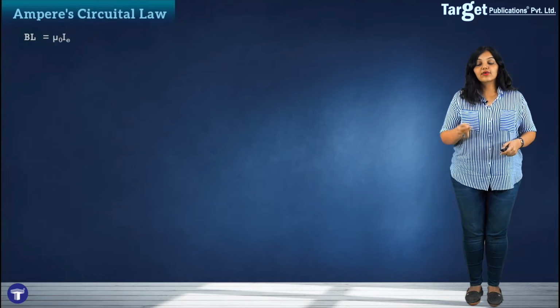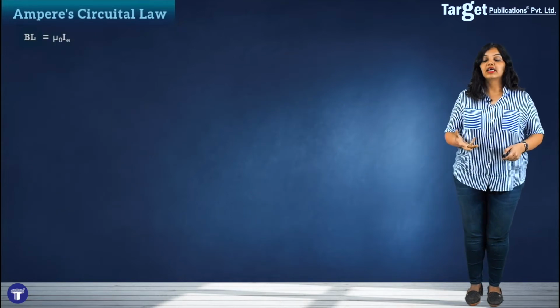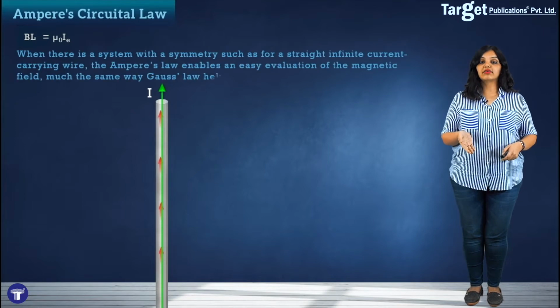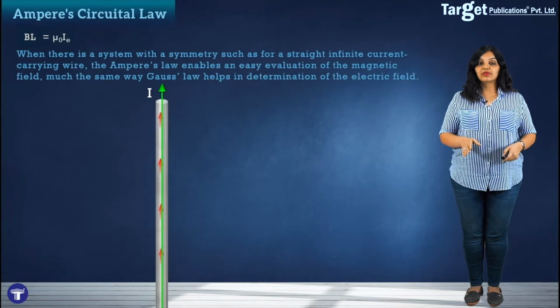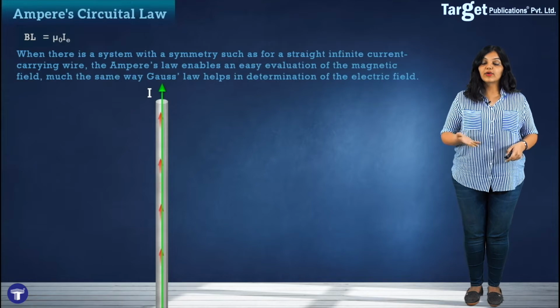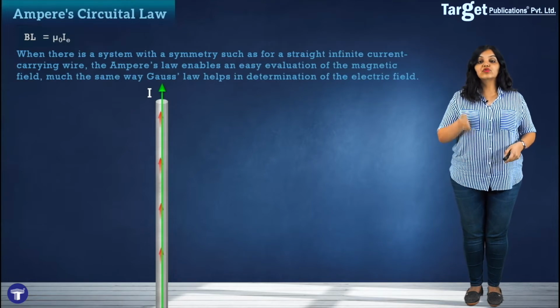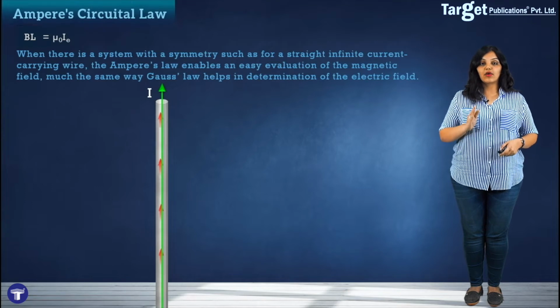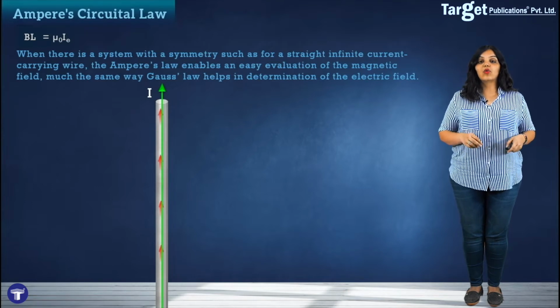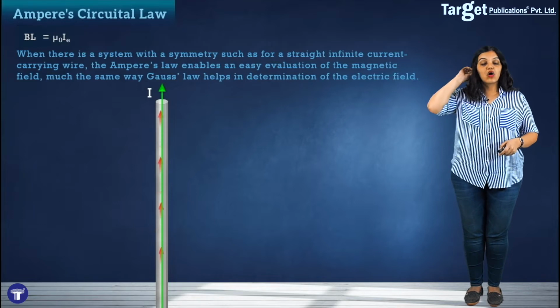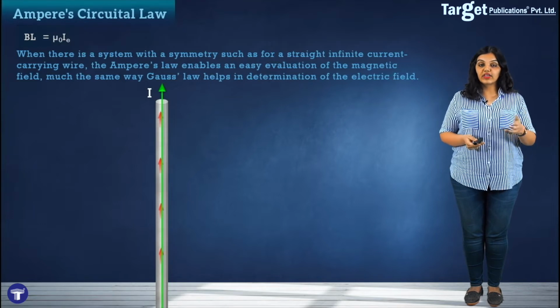So let's take a look at one such symmetrical example. As I said, Ampere's circuit law is basically doing the same job as the Biot-Savart law, but can be used for a system with symmetry to give a faster and quicker way to find the magnetic field. So let's say I want to find the magnetic field due to a straight infinite current carrying wire. In this case, Ampere's law will enable an easy evaluation of the magnetic field, just like Gauss's law does in determination of the electric field.